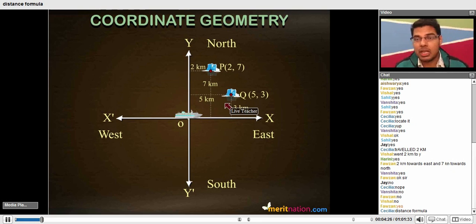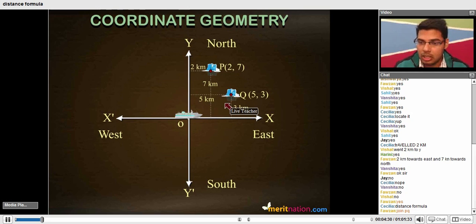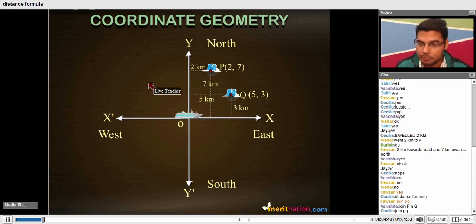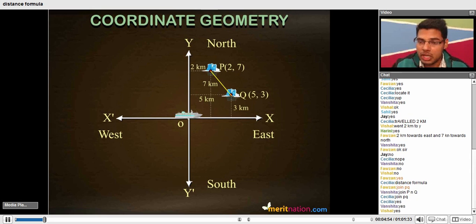Yes, Cecilia, we'll come to the distance formula. We are just moving to derive how we have the distance formula. All of you know the formula, I know. But how do we derive that formula? The basic concept behind the distance formula. Right? So let us join PQ. If I join PQ, I will have a line like this. Yes, all of you agree? So this is PQ we have.